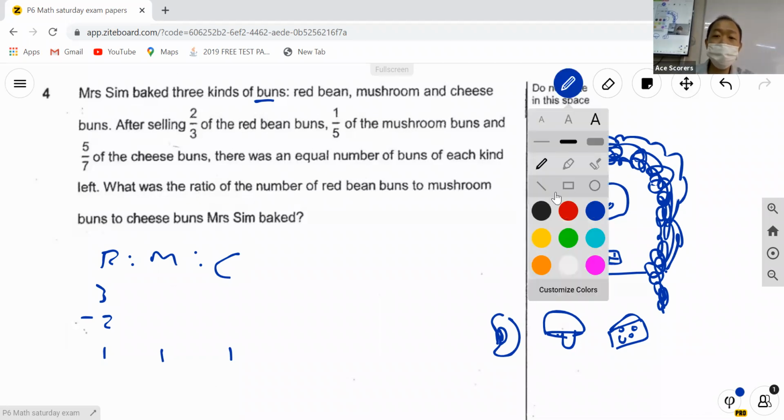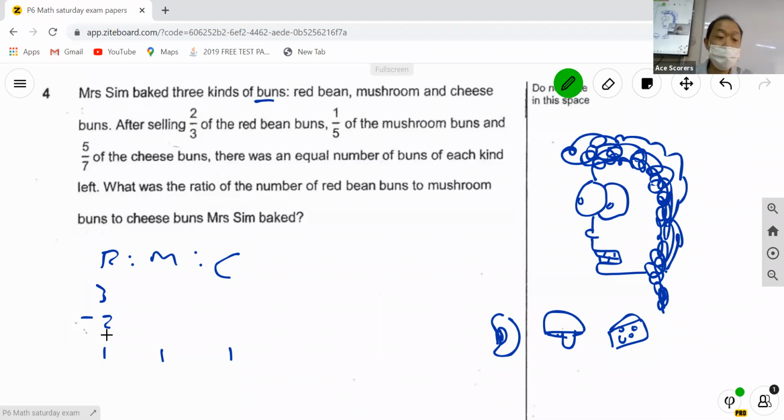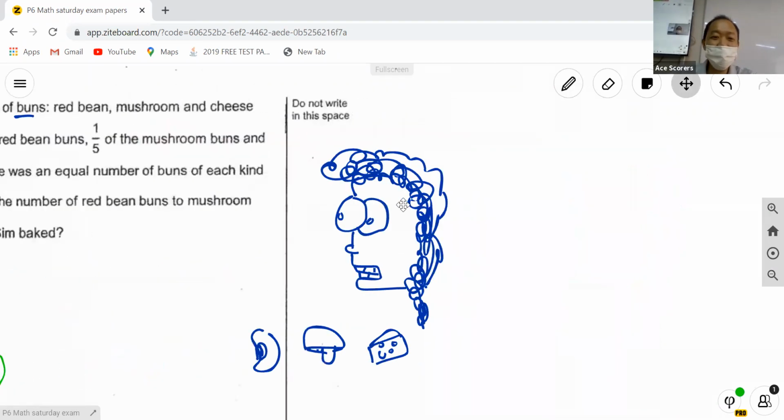Okay, so actually I want to start from the back. What do I mean by back, right? So this is the back. These were the equal amount left. You see? This helps you, right?